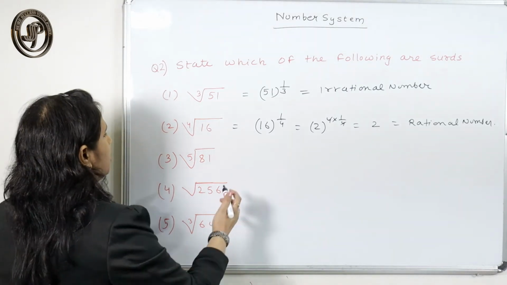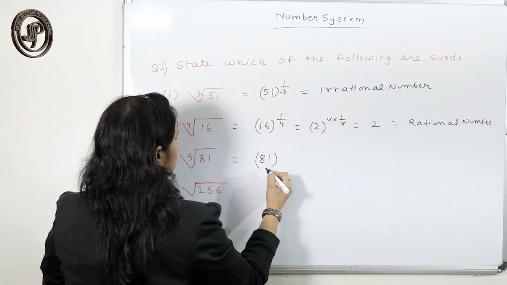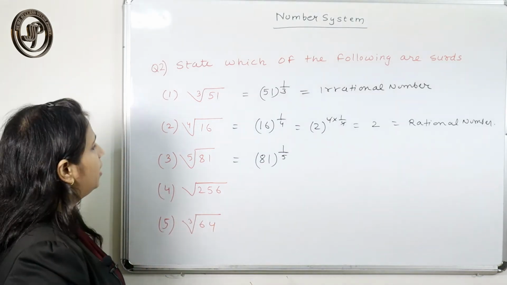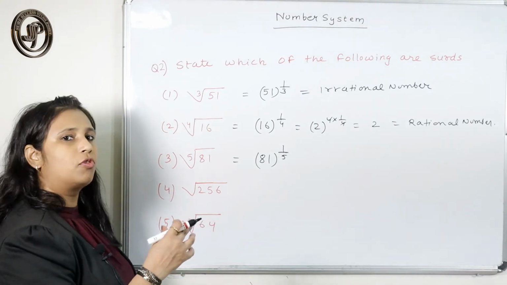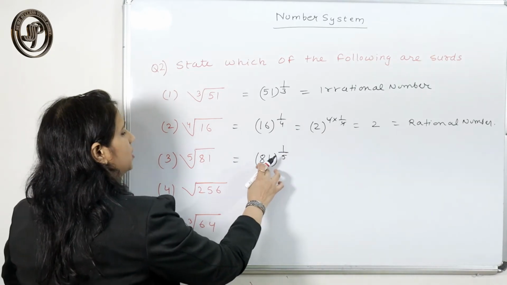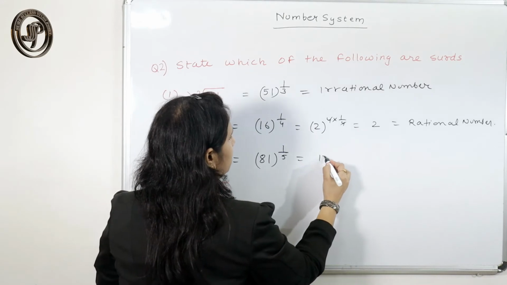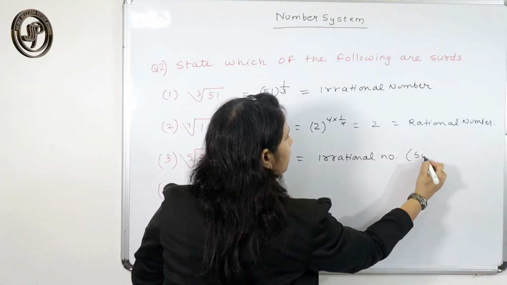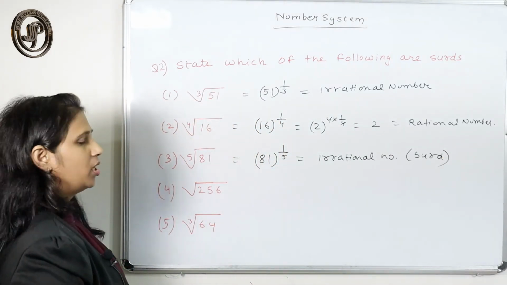Okay. Next, here comes 81 raised to 1 by 5. So you can write 81 as 3 raised to power 4. So 3 raised to power 4, again 5 will not cancel out. So you can't express this as something raised to power 5. So here it is an irrational number, or irrational number means it is a surd. Surd meaning irrational number.